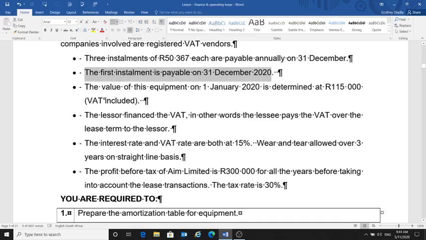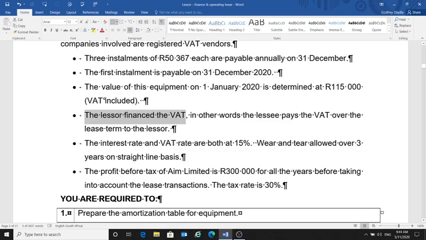Then the value of this equipment is 115, including VAT. All right, the lessor finances VAT. So if they're saying the lessor finances VAT, it means the lessor paid 100,000 plus VAT, so 115. Therefore, the amortization table must start with 115, and the lessee has a liability of 115 also. In other words, the lessor paid the VAT over there.